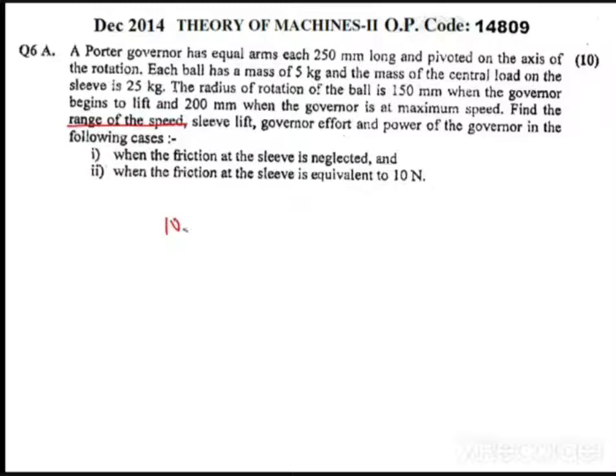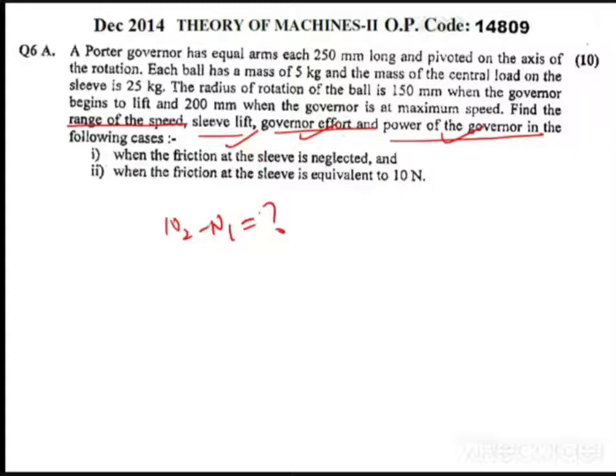So what you have to find is N2 minus N1 equal to something. Whatever procedure you have followed till now to solve problems on the Porter governor, you have to follow the same procedure. The only additional calculations are the sleeve lift, governor effort, and power of the governor. These 3 points are additional, as we have seen. Now in this case, you have to solve for two cases.